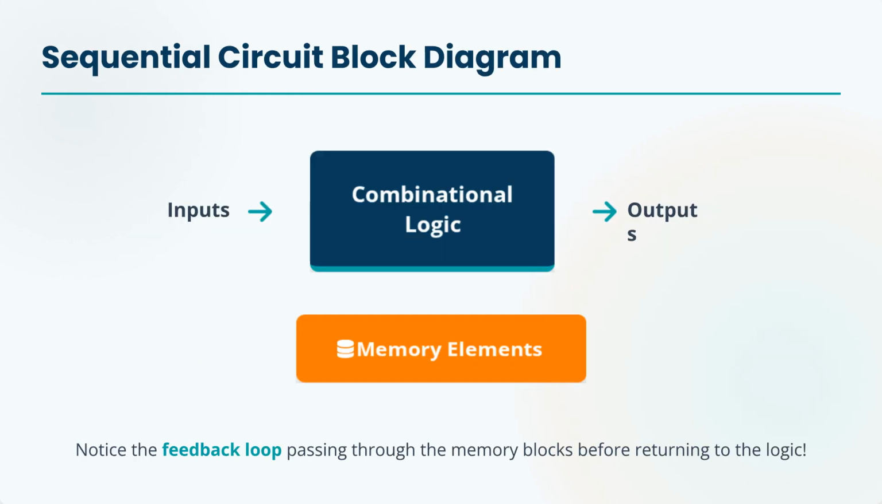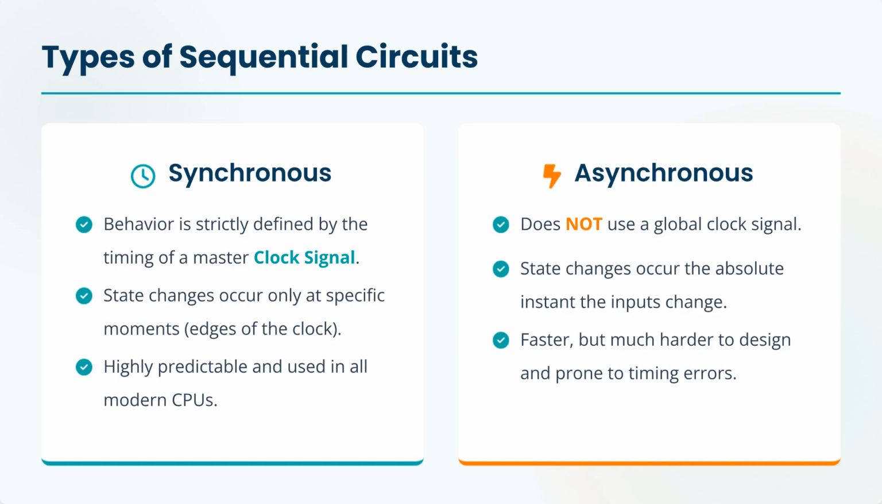Here is the sequential circuit block diagram. Notice the feedback loop, where the output is passed through memory elements before returning to the combinational logic. Sequential circuits are typically synchronous, strictly timed by a master clock signal, making them predictable and used in modern CPUs. Asynchronous circuits do not use a global clock, changing state instantly with input changes, but are harder to design.